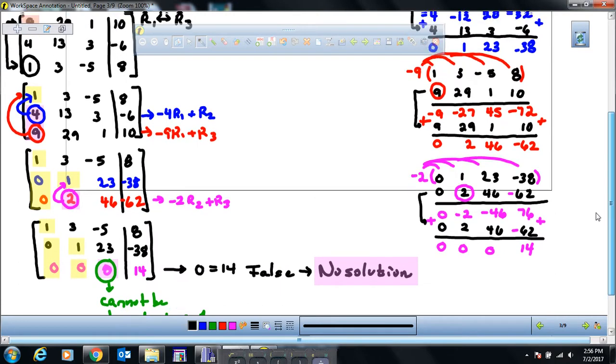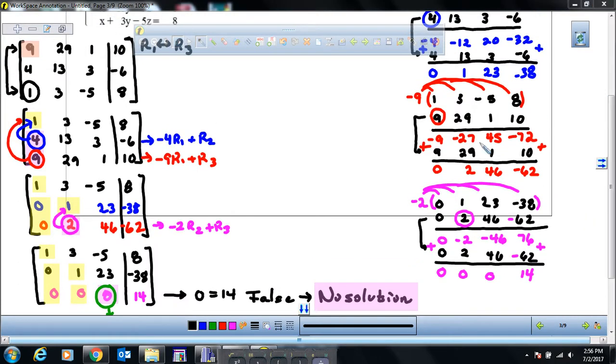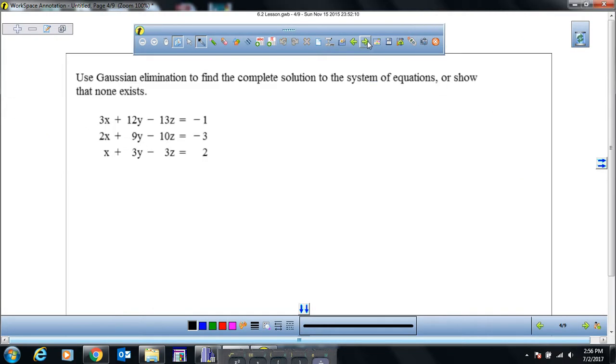So we don't have to continue once we find that it has no solution. Let's go ahead and answer the following question. The next thing is going to be, we're going to use Gaussian elimination to find the complete solution of this system or state that none exists. So we're going to set it up the exact same way.